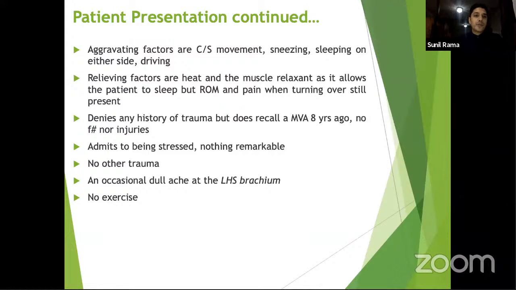It does allow the patient to sleep, but the range of motion and the pain when turning over starts becoming restricted. She denies any history of trauma, but does recall a motor vehicle accident 8 years ago, but she can't recall any fracture and no injuries thereafter. She does admit to being stressed. She says nothing remarkable, and there's been no other trauma to this patient. An occasional dull ache at the left-hand side, brachium, is what she does experience. And the patient is not doing any exercise now since COVID-19, so she's staying away from all the gyms.